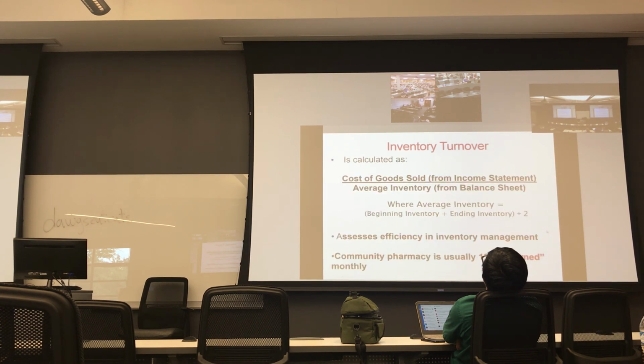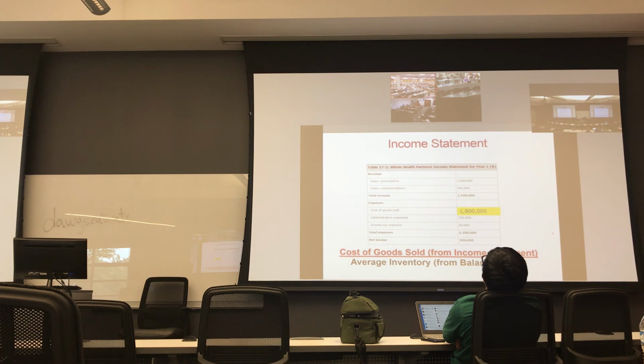So here's another formula we're going to have to know: cost of goods sold over average inventory. Average inventory is just the beginning inventory plus the ending inventory, divided by 2. Remember, the balance sheet is a point in time, a snapshot. Here's your cost of goods sold from the income statement, revenue minus expenses. It says right there, cost of goods sold is 1,008,000, so that gives you your top number. Then we want the average inventory.